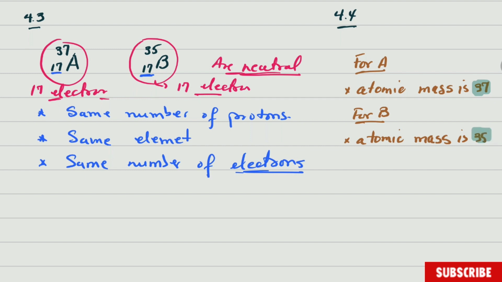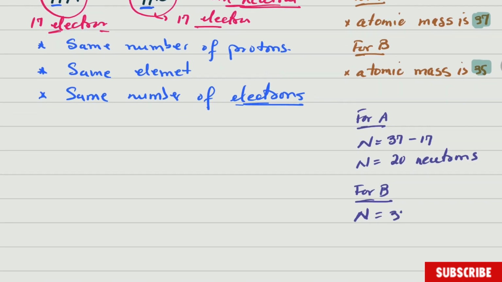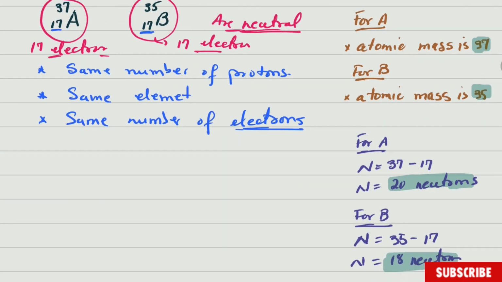The second difference, because the atomic mass is different, means that the number of neutrons is also different. So let's say here, for A, neutrons will be equal to 37 minus 17, which gives you a total number of neutrons of 20. But if you go for B and you calculate the number of neutrons, which in this case will be 35 minus 17, you get that the number of neutrons is going to be equal to 18 neutrons. Guys, that is the other difference. A has 20 neutrons, but B has 18 neutrons. That is the other difference they're asking you about here.